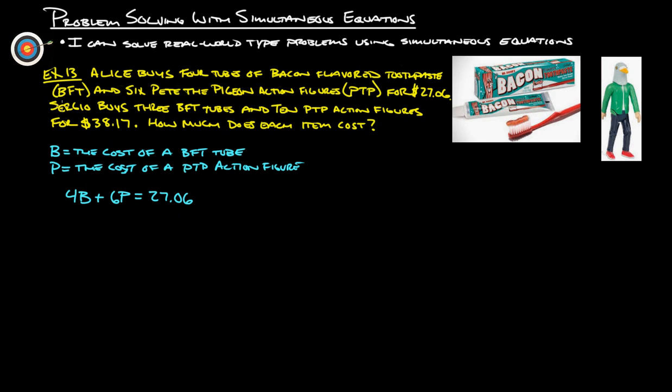Okay, now same idea. Sergio buys 3 bacon-flavored tubes and 10 action figures for $38.17. So now we can do the same thing. So Sergio bought 3 bacon-flavored toothpaste tubes, 10 Pete the Pigeon action figures, and spent $38.17. Okay, we have now come up with our 2 equations and our 2 unknowns. Okay, so that's the tricky part. Now we got to go through and we got to solve this thing.